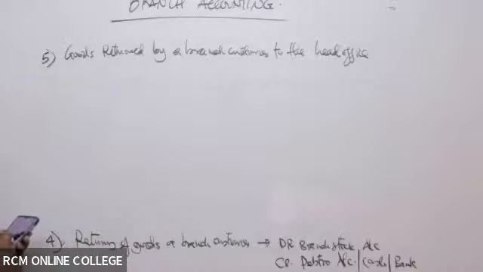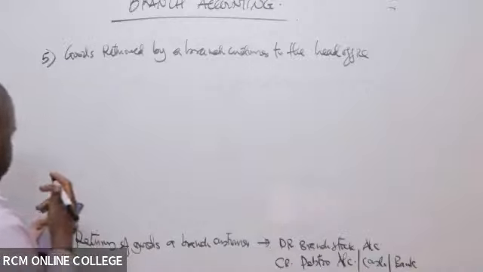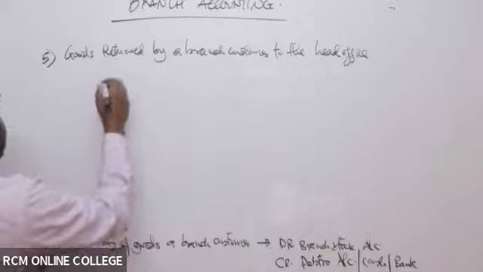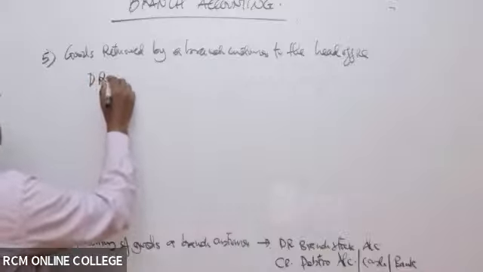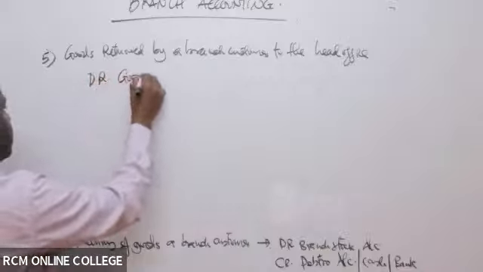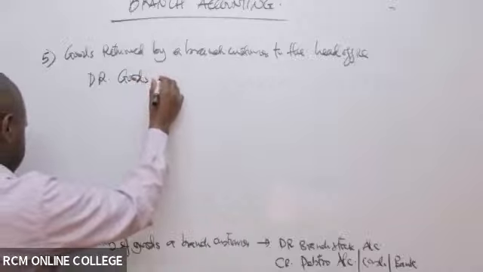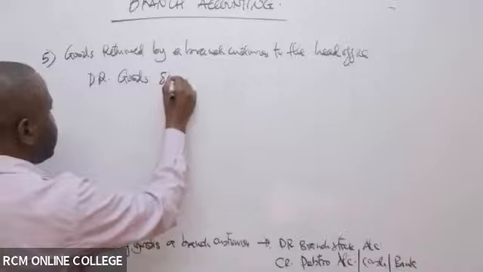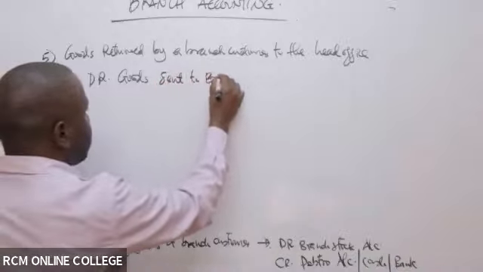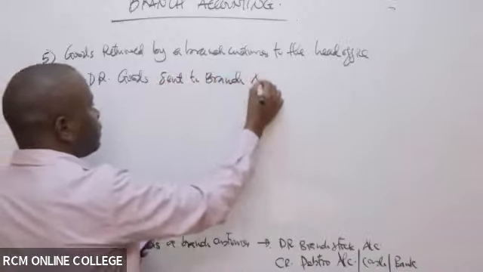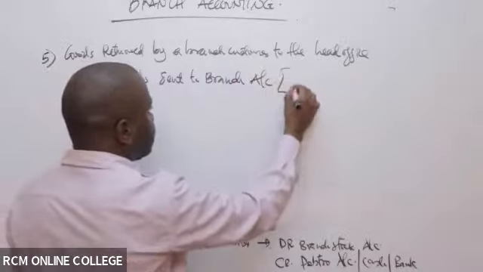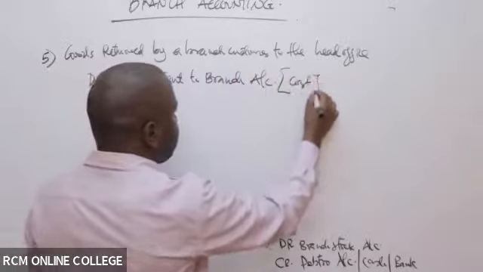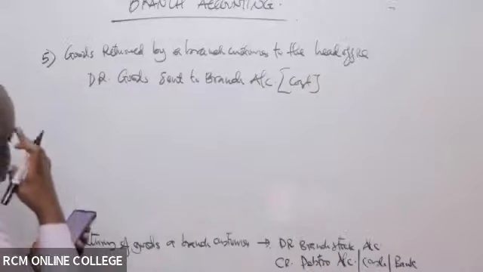If this is the case, then you debit the goods sent to branch account. This one will likely be at cost.